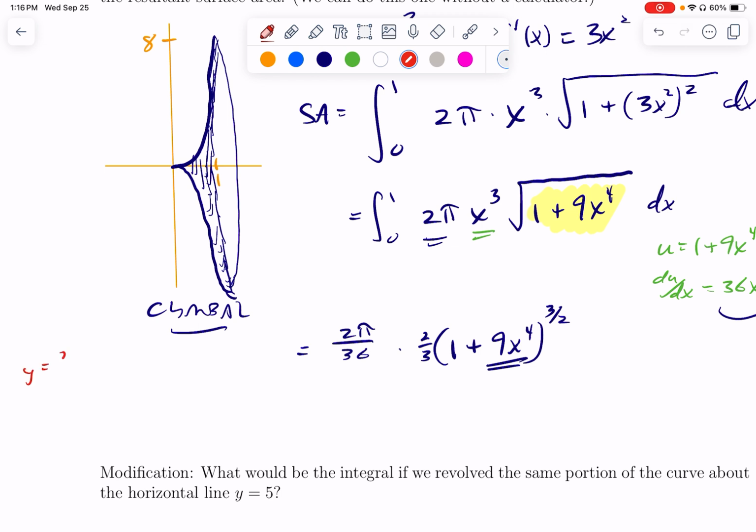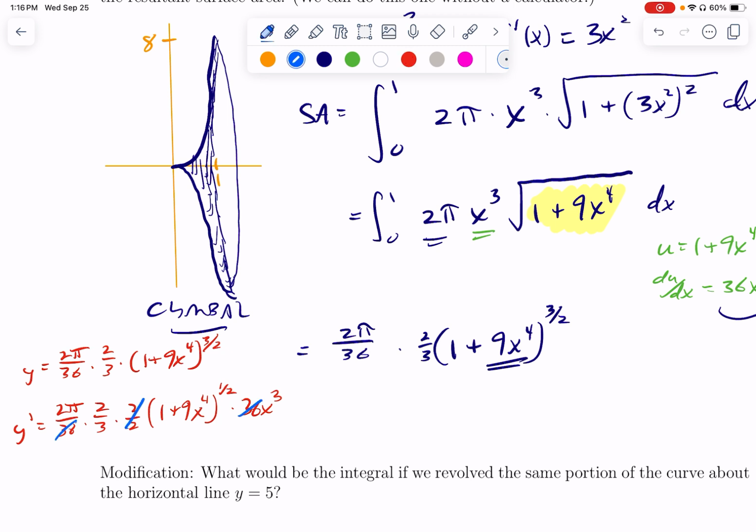Right, if y equals 2 pi over 36 times 2/3 times (1 plus 9x to the fourth) to the 3/2, then y prime would be, all of this stuff is constants, times 3/2 times (1 plus 9x to the fourth) to the 1/2 times 36x cubed. The 36's cancel, the 2/3 cancels the 3/2, and we have what we want. So that is our correct antiderivative.